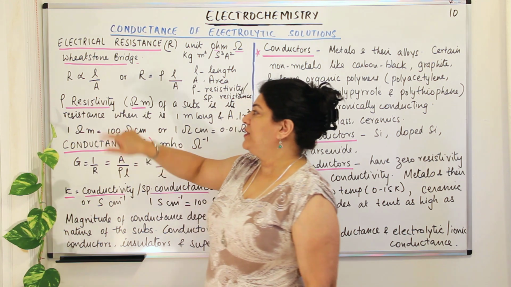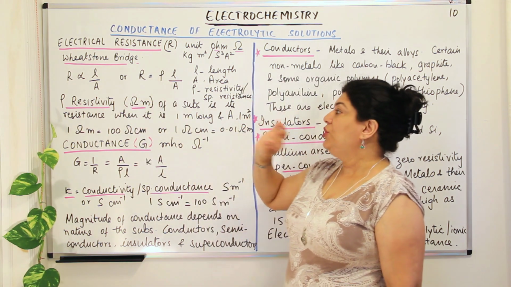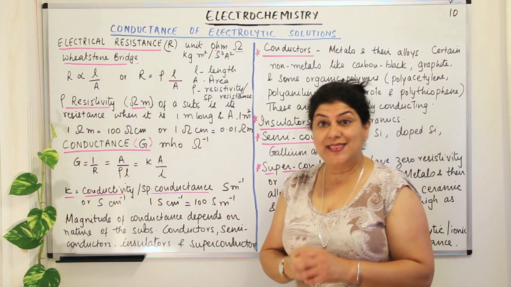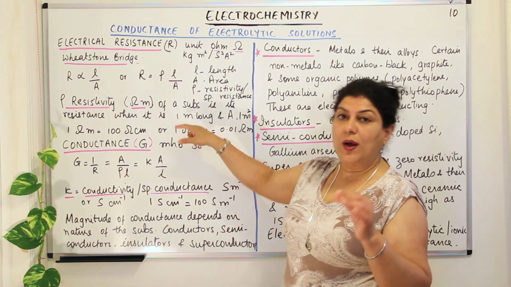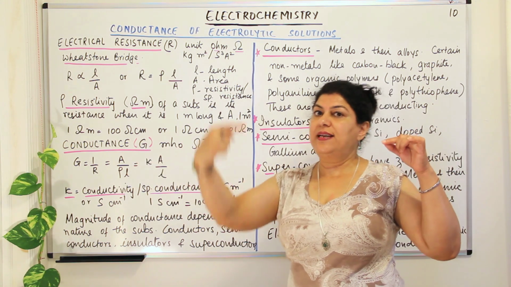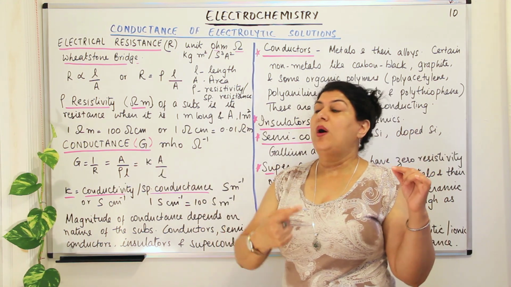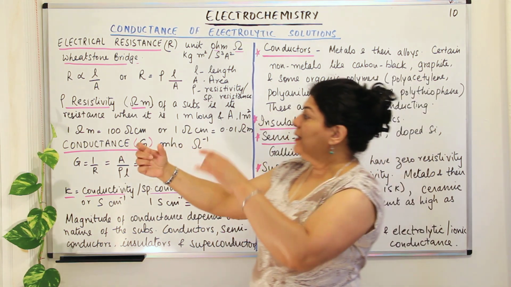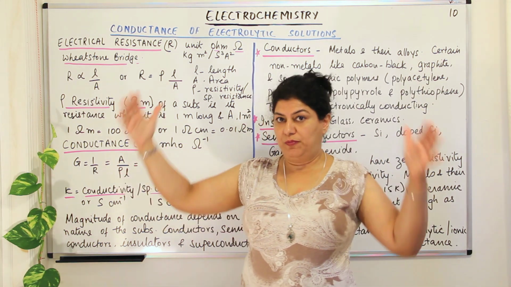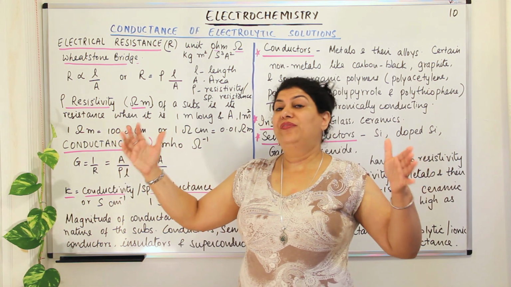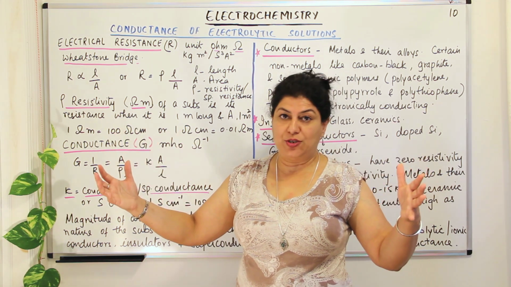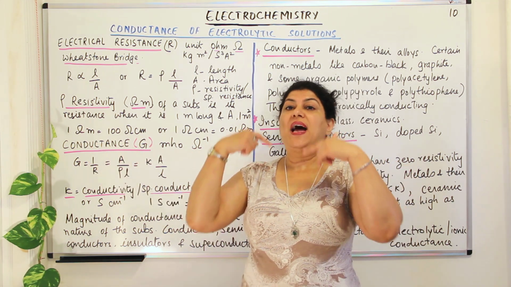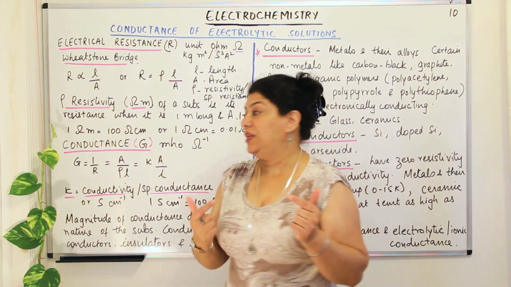Rho, resistivity, whose unit would be ohm meter, of a substance is its resistance when it is 1 meter long and it has an area of cross-section that is 1 meter square. So it should be the resistance of a block, let us say, of a metal or whatever the substance that you're using to conduct electricity. It should be 1 meter long and it should have an area of cross-section of 1 meter square.